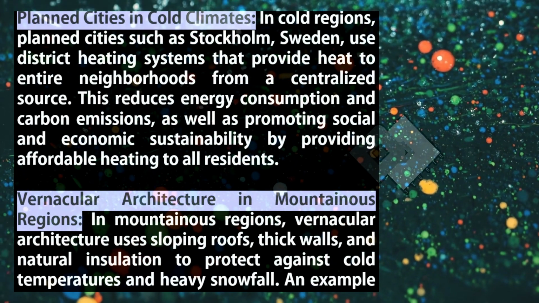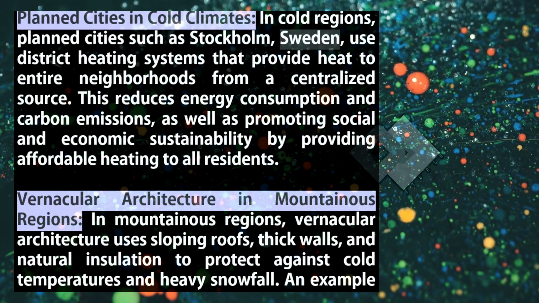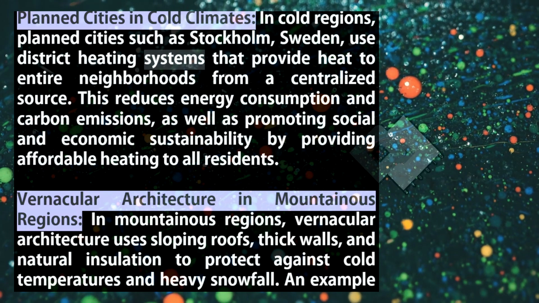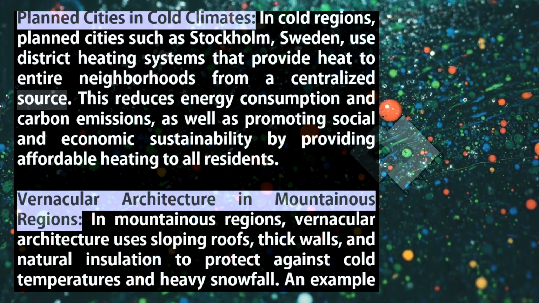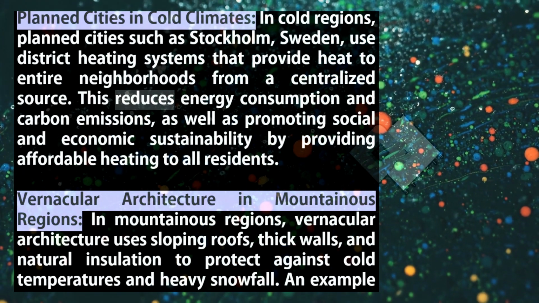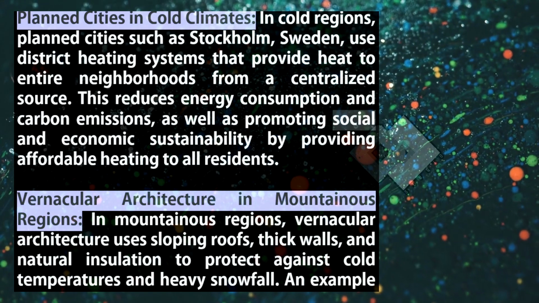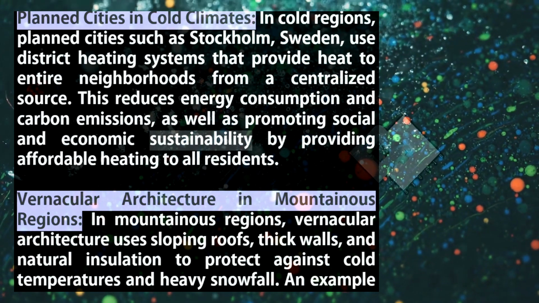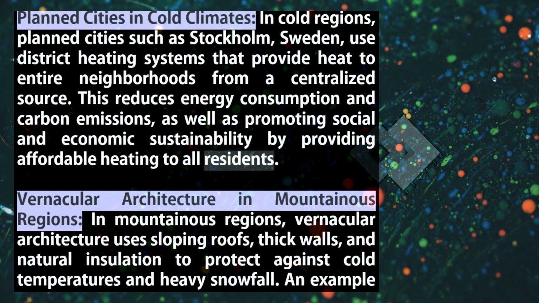Planned cities in cold climates. In cold regions, planned cities such as Stockholm, Sweden, use district heating systems that provide heat to entire neighborhoods from a centralized source. This reduces energy consumption and carbon emissions, as well as promoting social and economic sustainability by providing affordable heating to all residents.